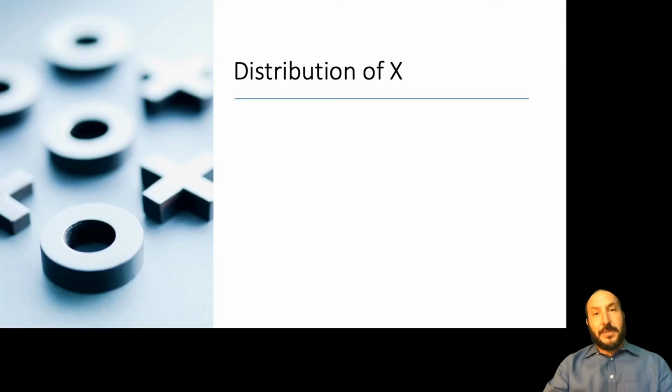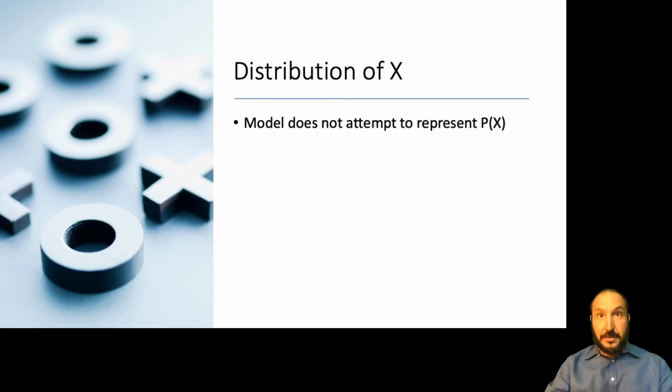Now, we talked about that our goal is to estimate the probability of y given x, and that we're not really paying too much attention to the distribution of x itself. And this is an important thing to keep in mind. The model is not attempting to represent the probability on x.